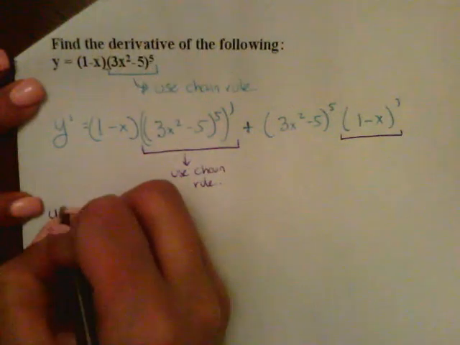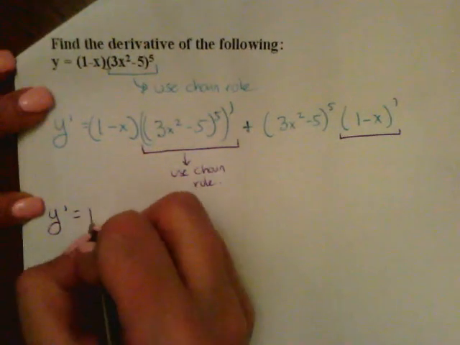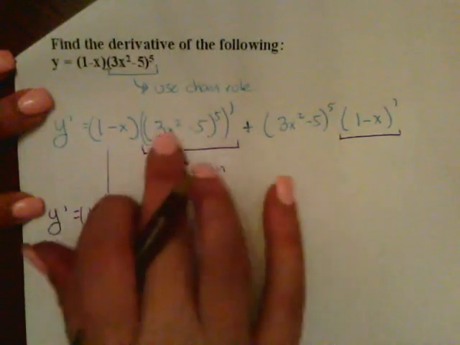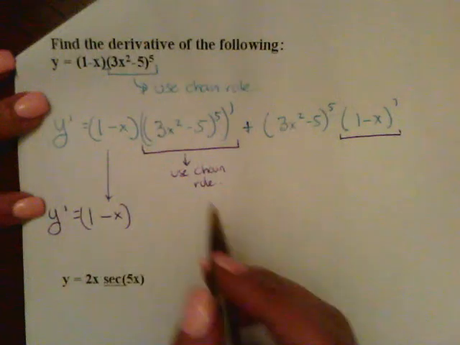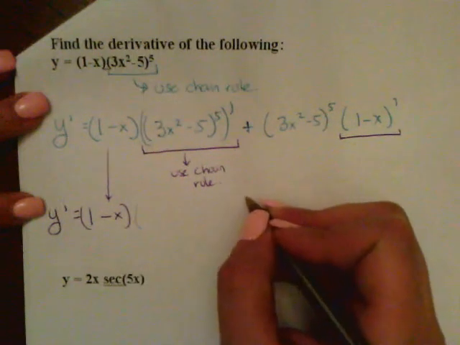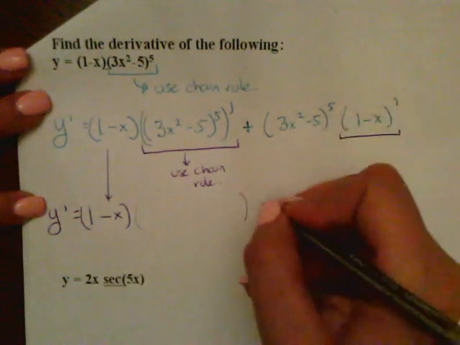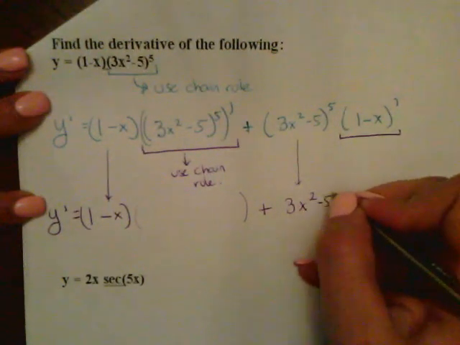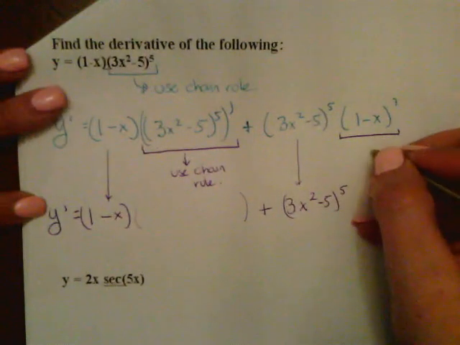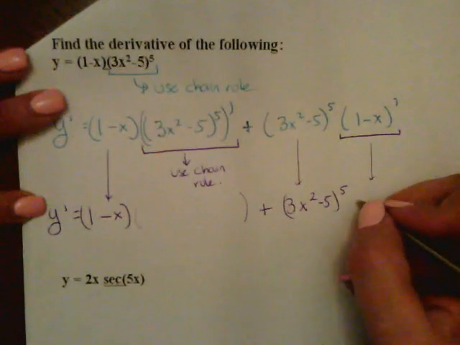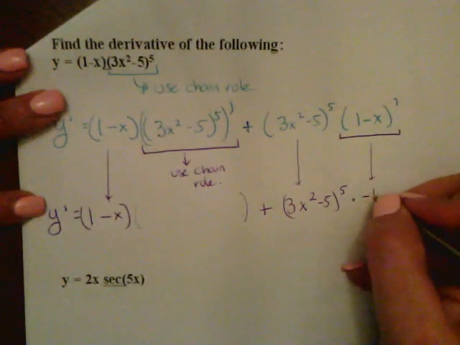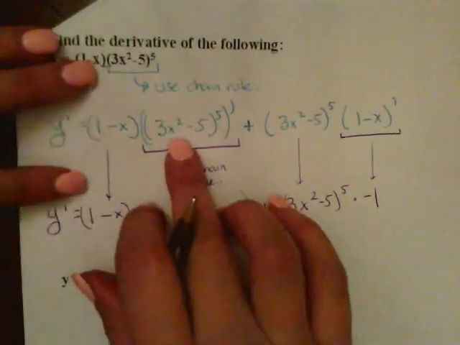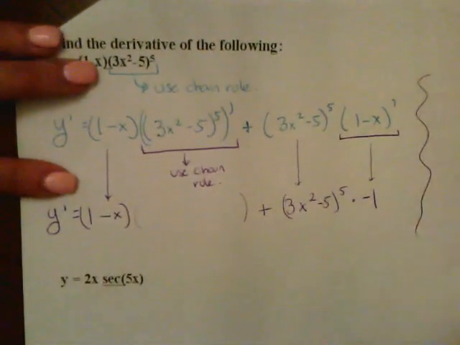So right now, just to write down what we know so far, we know 1 minus x. We know this part stays as it is. We have to do some side work for this, so we still don't know what is going to go in here yet. Plus, this is staying as it is, so 3x squared minus 5 to the 5th. And then the derivative of this is just times negative 1. So we're going to have to do some side work to get the derivative of 3x squared minus 5 to the 5th. So let's do our side work right here.